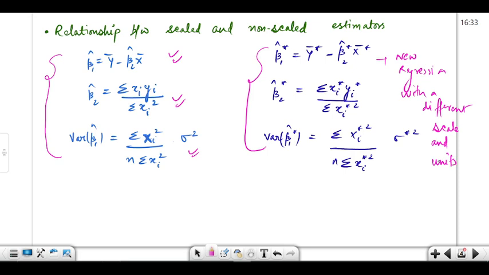Okay, so if you compare, nothing is changing in the formulas, just your beta 1 hat is being replaced by beta 1 hat star, your y bar is replaced by y bar hat star. Similarly, your other variables are also being replaced by the star variables. Okay, those are the scaled variables. This is true for all the formulas.